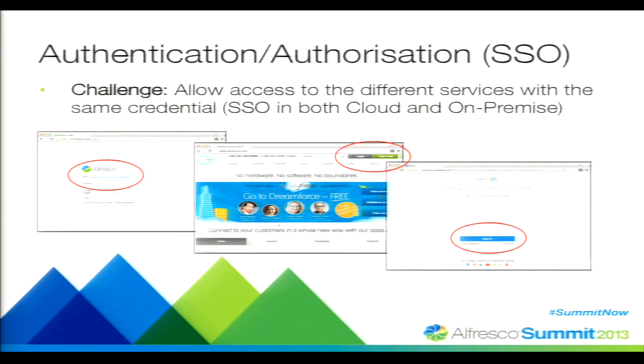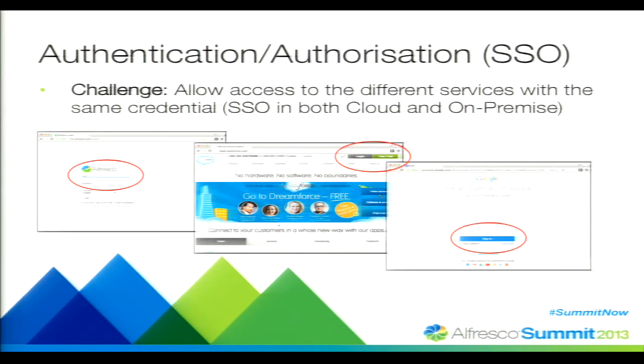First one, authentication, which is the challenge. Because we are going to use many services in the cloud, we are going to have many logins, one for each service, okay? So we need to allow access to the different services with the same credential. So it's basically single sign-on, but in the cloud with different domains. Obviously, this is different from the LDAP that we are used to using in the on-premise Alfresco, okay?